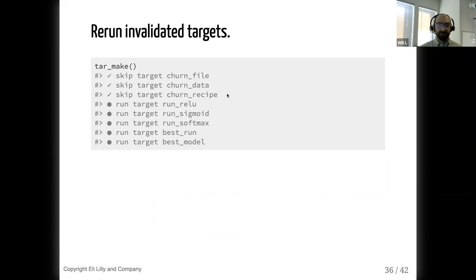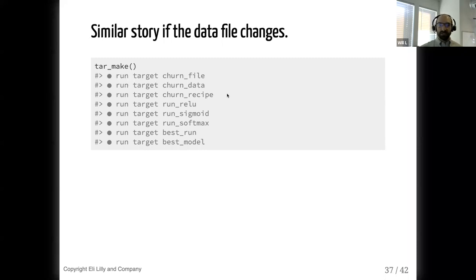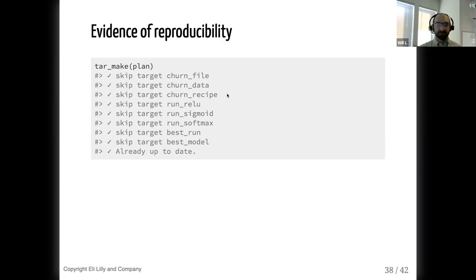And so if our data preprocessing steps are expensive, then that will save us time. Similarly, if the data file changes, and I'll teach you how to do this, you can set up targets to react to changes in data files so that it'll invalidate everything that depends on that data. And at the end of the day, if everything is up to date, then you have tangible evidence of reproducibility. You have tangible evidence that all of your current results match the code and data that you have now, where those results are supposed to come from.